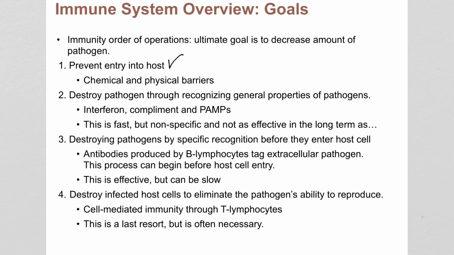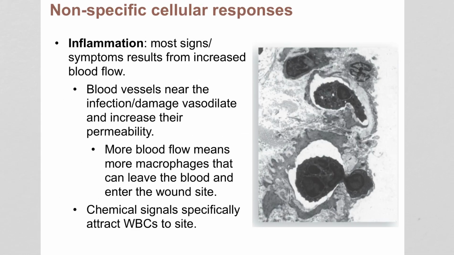So if bacteria or viruses get past your physical barriers, right? They enter your skin, get in your respiratory tract. They're actually inside the body now. We want to recognize that pathogen and try to destroy it by recognizing general properties of those pathogens. And when I say general properties, what we mean by that is, at this point, you haven't made antibodies, you haven't activated the adaptive immune system yet, and so it's not quite as easy to do the recognition part of this. So what are we going to do?